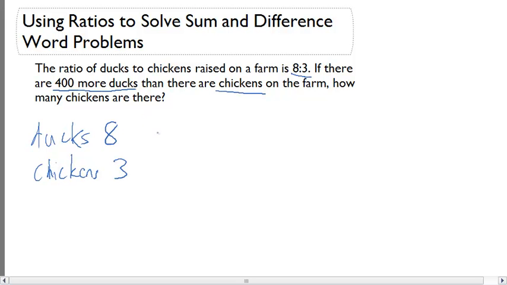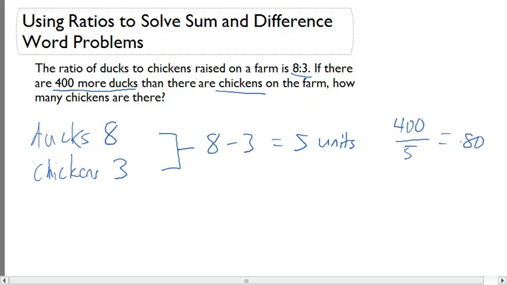Now I can use this because it's a difference word problem. I can actually subtract and say, okay, well, what's the difference in units between these? 8 minus 3 is going to give me 5 units. I also know that the total number of difference in animals is 400, so I can do a simple division, 400 over 5, which is going to give me 80. That means each unit is 80 animals.